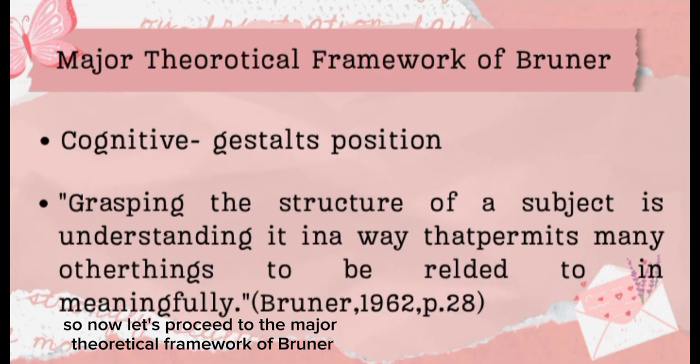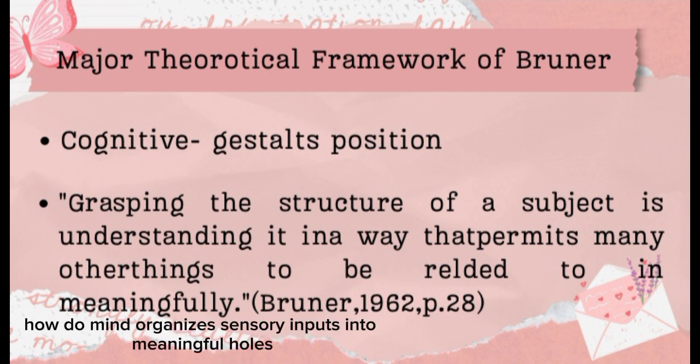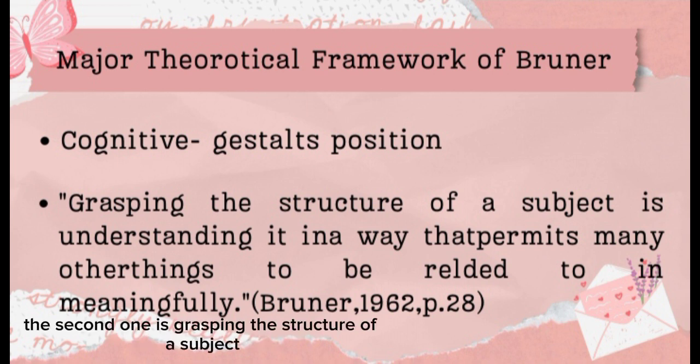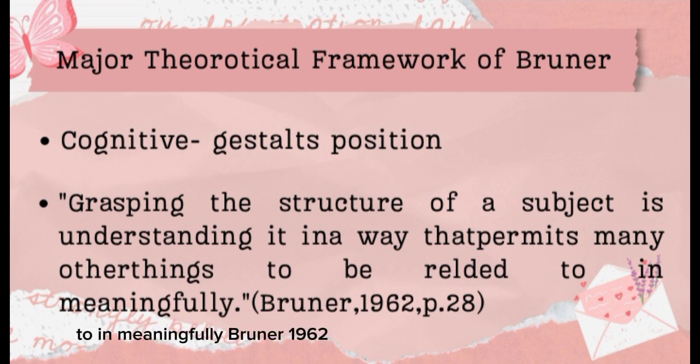So now, let's proceed to the major theoretical framework of Bruner. First is the cognitive gestalt position. Cognitive gestalt position is a school of thought that emphasizes how the mind organizes sensory inputs into meaningful wholes rather than individual parts. The second one is grasping the structure of a subject is understanding it in a way that permits many other things to be related to it meaningfully.